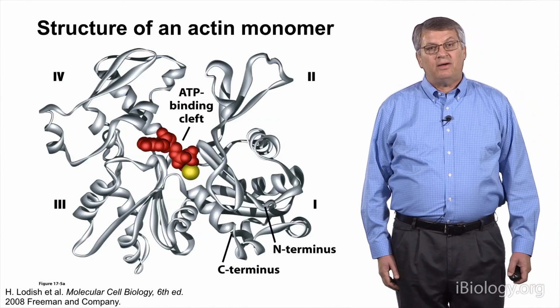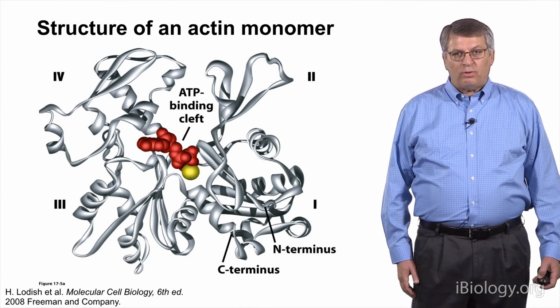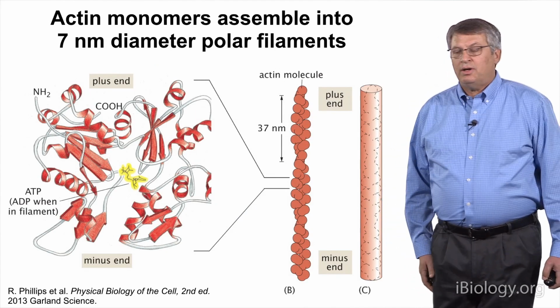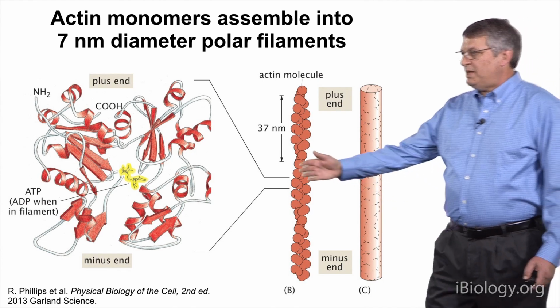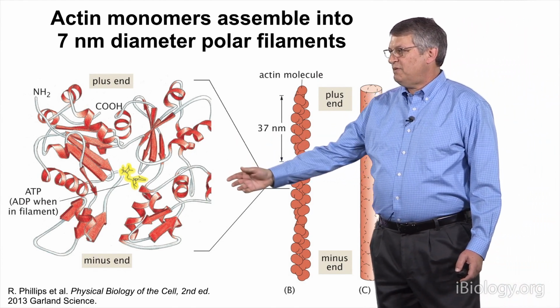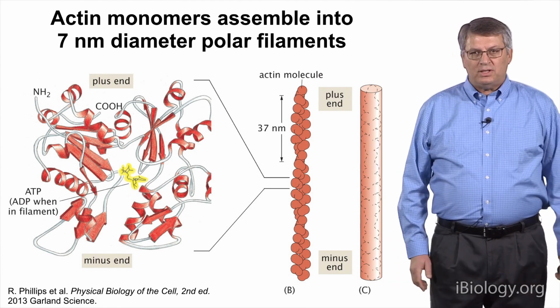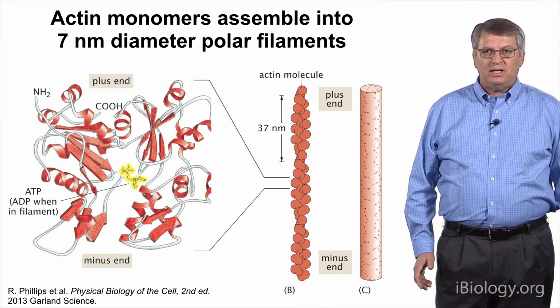This is a ribbon diagram of an actin monomer. The functional form of actin is a polymer of actin monomers, shown here. This is an actin filament, and it's made of these monomers which have assembled into this sort of helical, flexible filament. One of the most important features of actin filaments is their polarity.